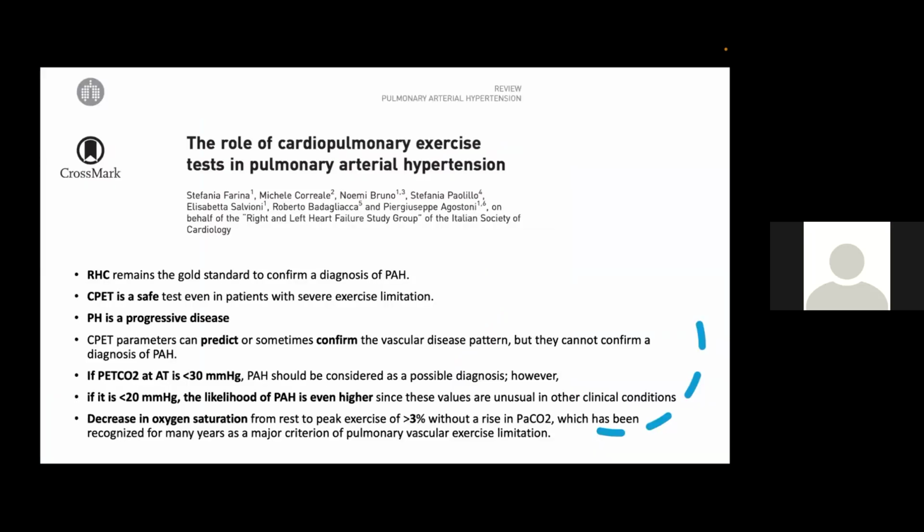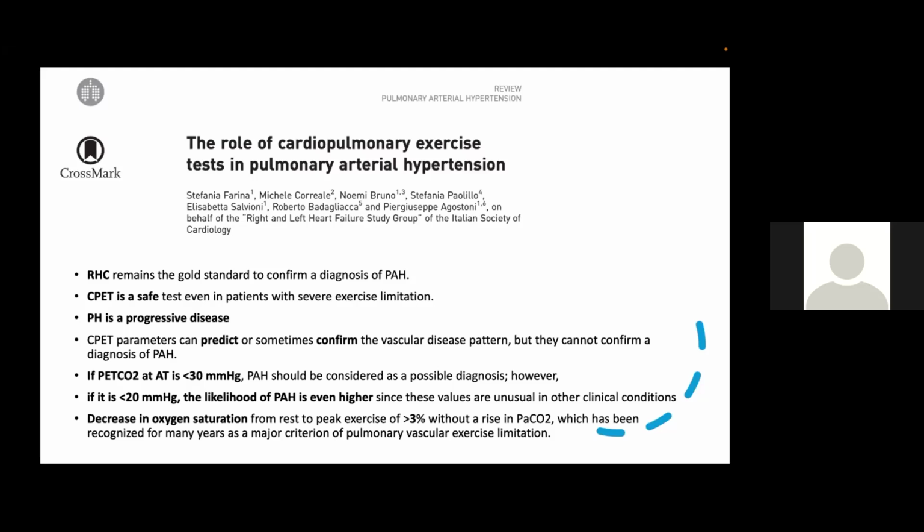Also, I recommend you read this very nice article regarding CPET in pulmonary arterial hypertension. I will just show you some key points of this article. Of course, right heart catheterization remains the gold standard to confirm a diagnosis of pulmonary arterial hypertension. But the beauty of CPET is that it is a safe test even in patients with severe exercise limitation.